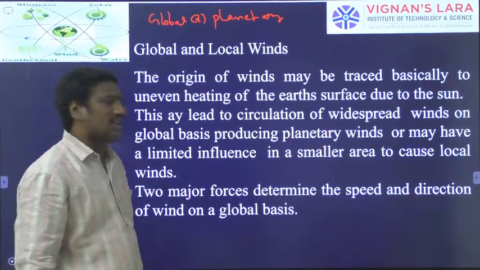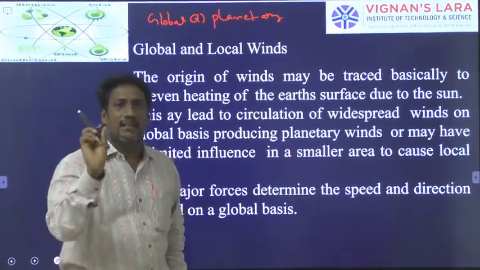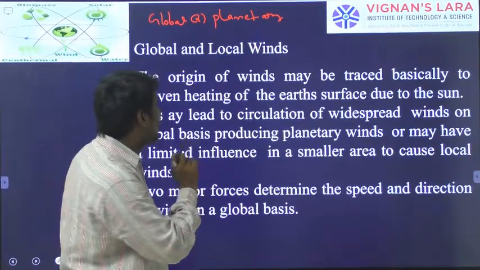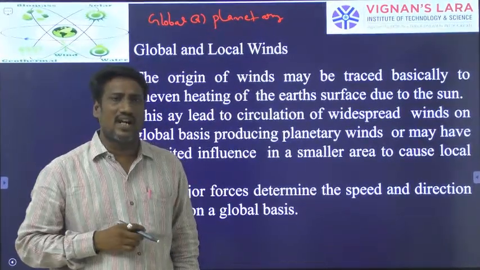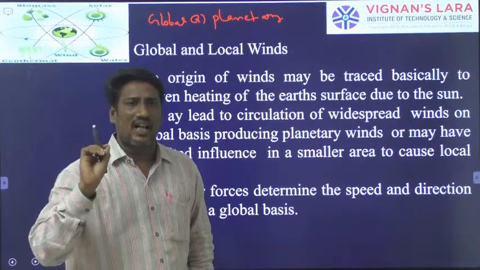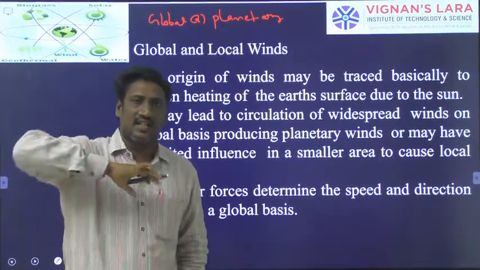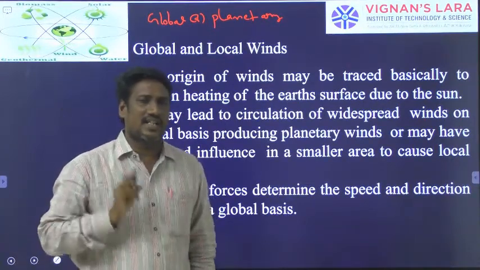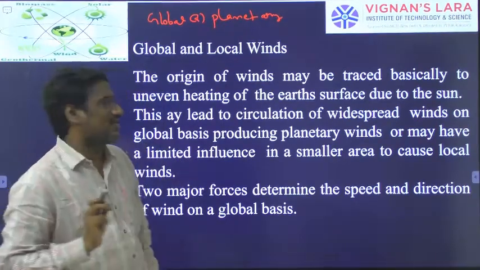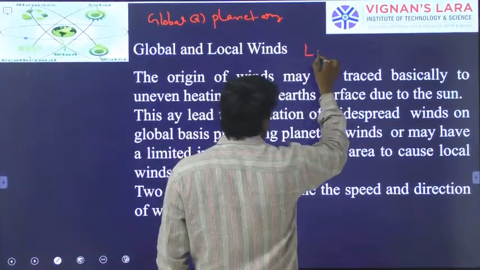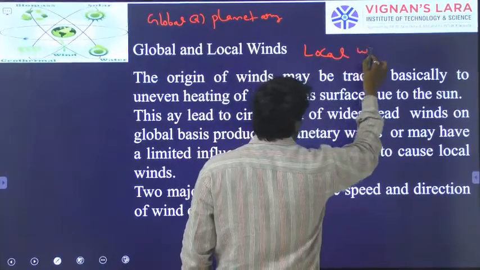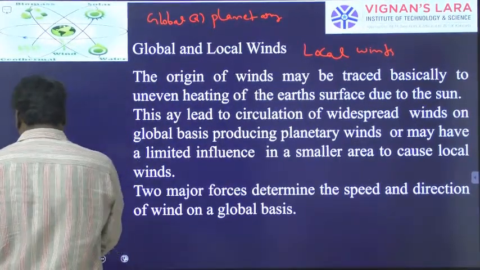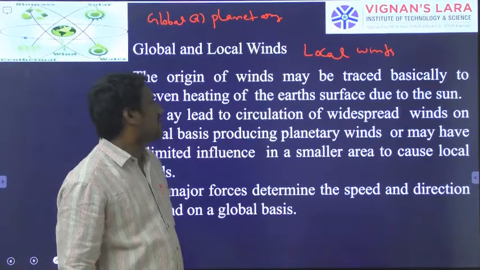If you are discussing the winds at a particular location on the Earth, you can call them localized winds, or simply local winds. If you are discussing winds with respect to the total Earth, you call them global or planetary winds. If you are discussing a small area on the Earth, those are called localized or simply local winds. Like that you can have global winds and local winds.